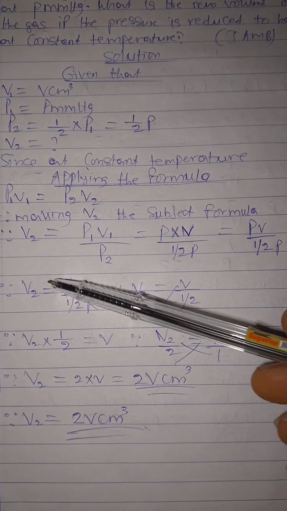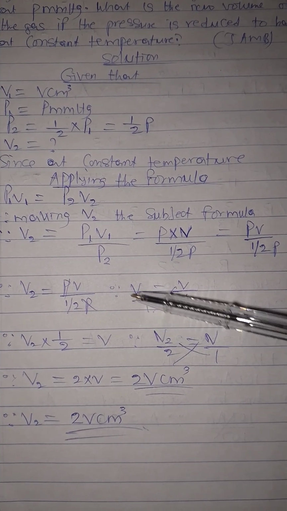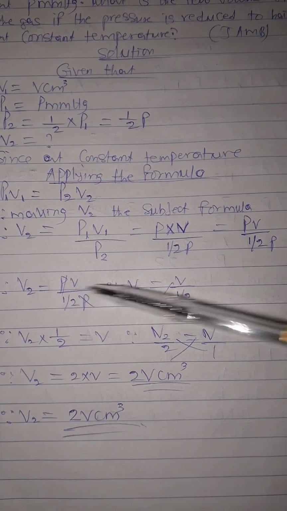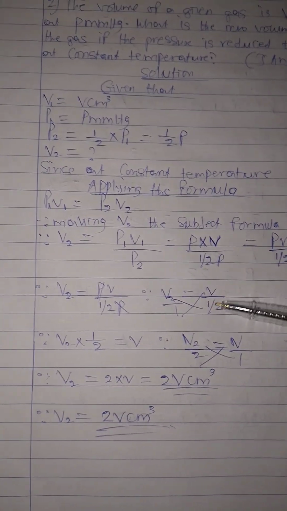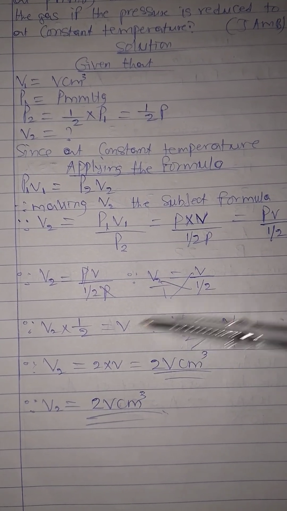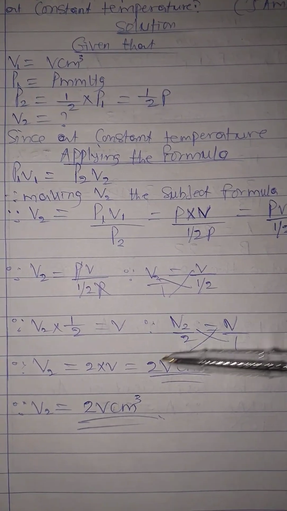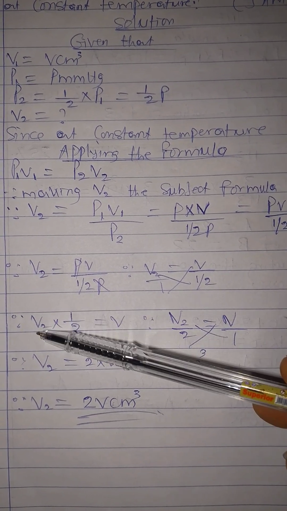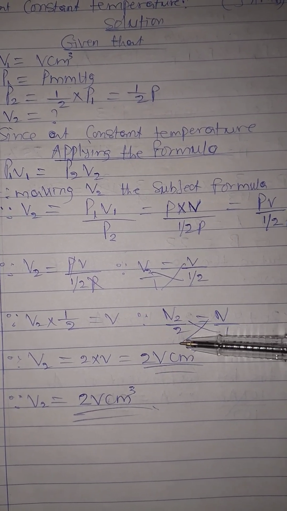So P will cancel out P. So therefore V2 is equal to V over half. Now if you cross multiply this, we have that V2 times half is equal to V times 1, which is V. So V2 times half gives me V2 over 2, which is equal to V.